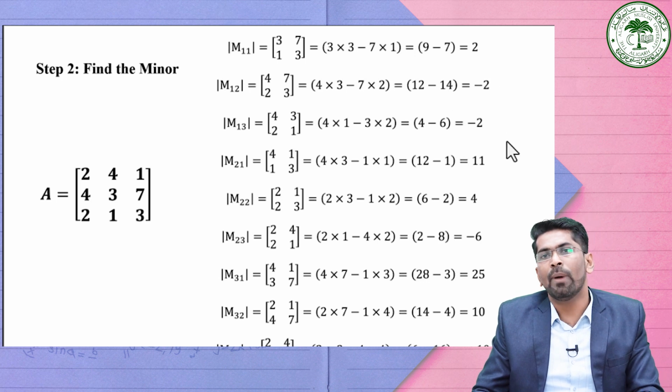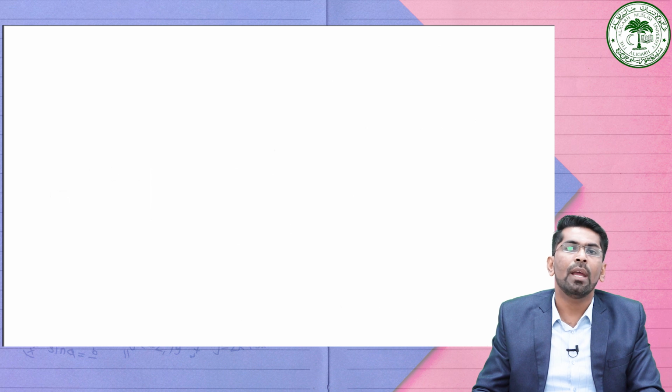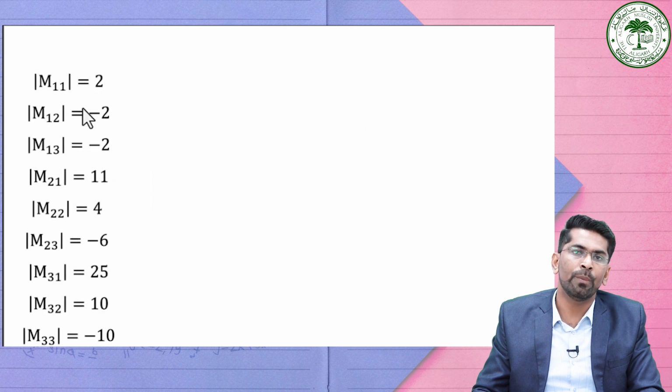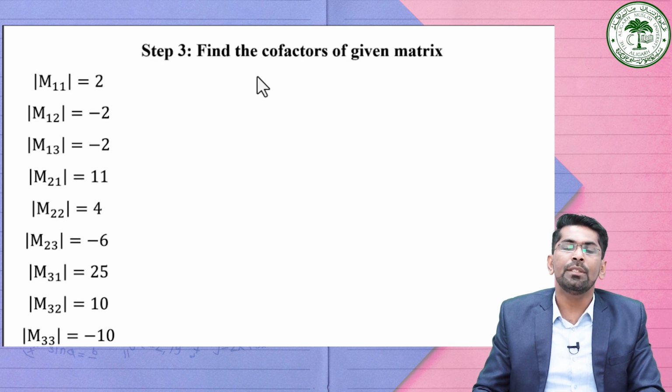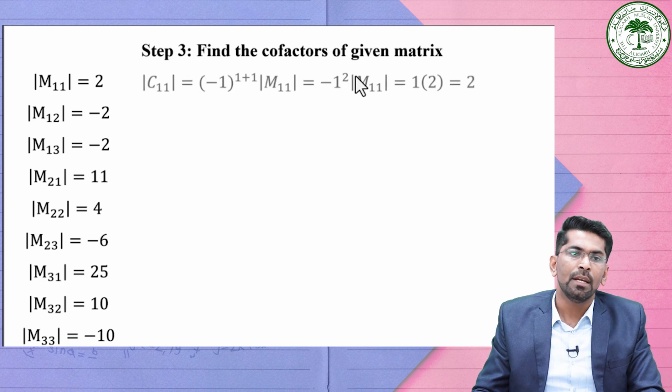So after finding the minor, what is our next step? We have to find cofactors of each minor. So I have just written here what the various minors are, because we want to find the cofactor by using the minor. So the next step is to find the cofactors of a given matrix. So the first cofactor, that is C11, which is equal to minus 1 raised to the power 1 plus 1 into the minor, that is equal to 2. So here minus 1 to the power 1 plus 1, which is equal to minus 1 square, into the minor, which is equal to 2. So minus 1 square, which is equal to 1, into 2, which is equal to 2.